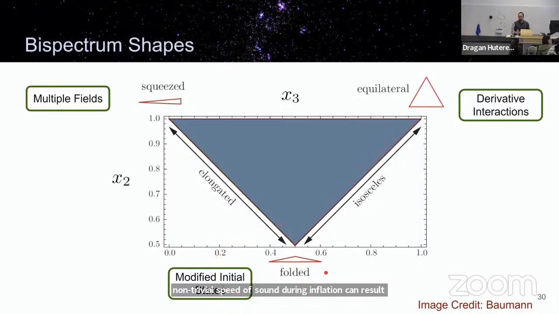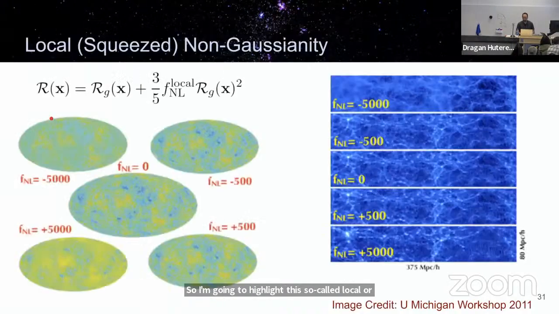If you modify the initial state, so I alluded to the fact that you get vacuum fluctuations in the fields that drove inflation. If you modify that vacuum so that you weren't working from the vacuum, but working from a different state, that gives this folded shape of non-Gaussianity. And then if you have multiple fields during inflation, you're capable of producing a squeezed configuration of the bispectrum. So I'm going to highlight this so-called local or squeezed non-Gaussianity in just the last couple of slides here.